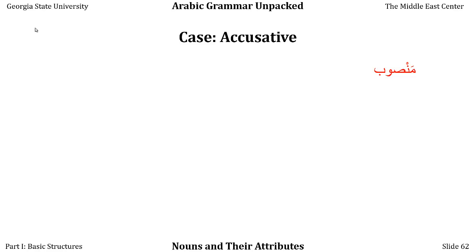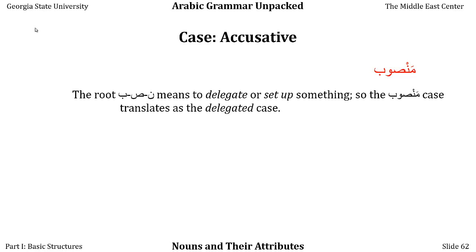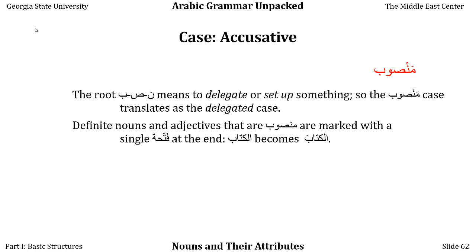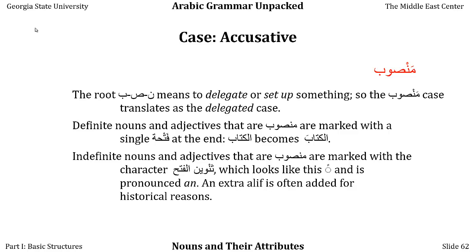We have the accusative or mansub case. The root nun sad ba means to delegate something or also to set it up. So the mansub case really means the delegated case. Definite nouns and adjectives that are mansub are marked with a single fatha at the end. So al-Kitaab becomes al-Kitaaba. Notice that the word itself doesn't change, just the ending we put on it. We're not changing the meaning of the word, we're indicating what it's doing in the sentence is the idea here.